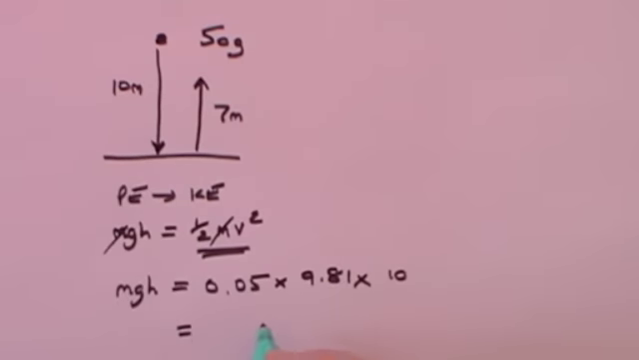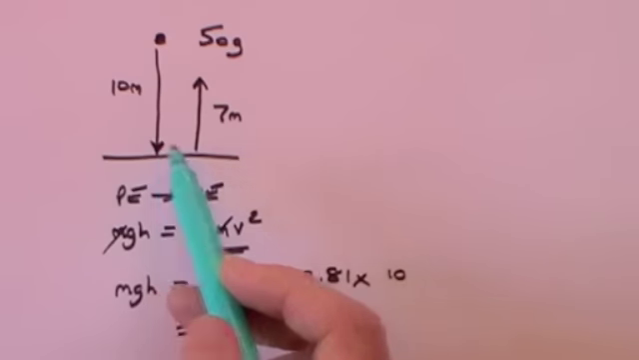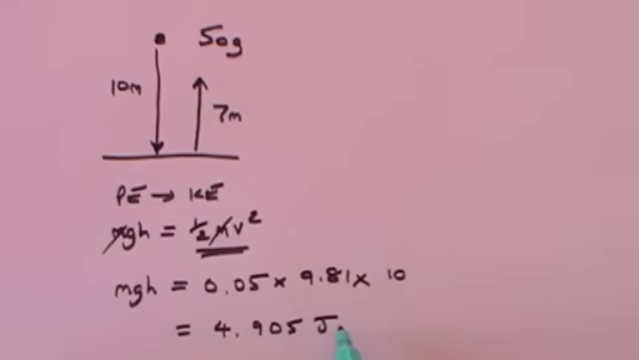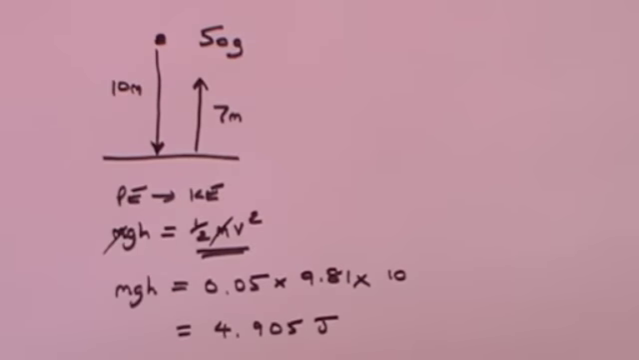And that comes to 4.905 joules. So the kinetic energy, which is what we were asked for at the point where the ball is about to hit the ground, is 4.905 joules. You could have also calculated the velocity, which is the way I was going to do it, by saying that v squared equals 2gh. You know that g is 9.81, you know that h is 10 meters, so you could have calculated the velocity as well.